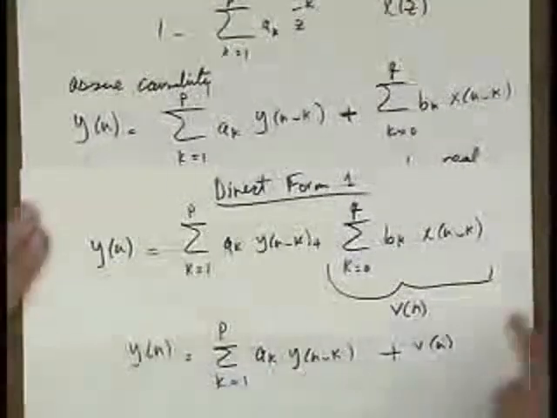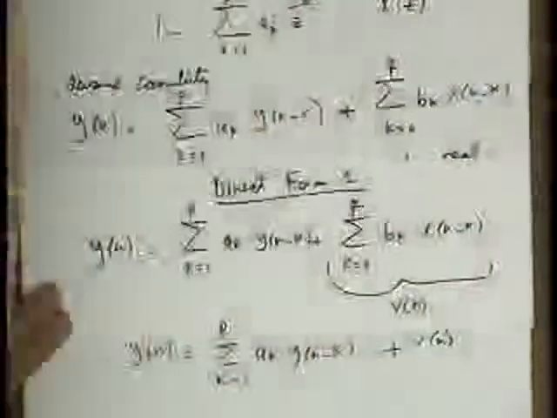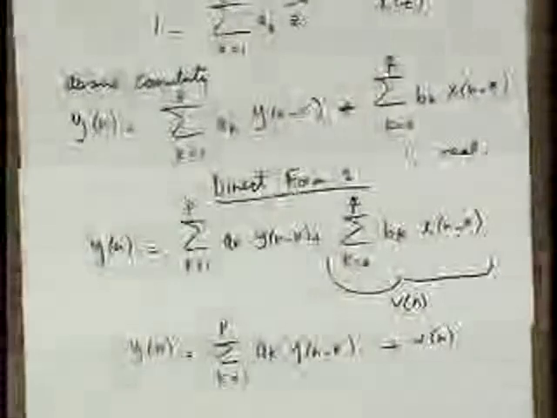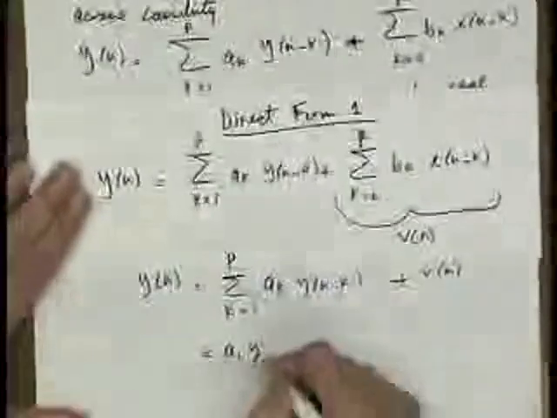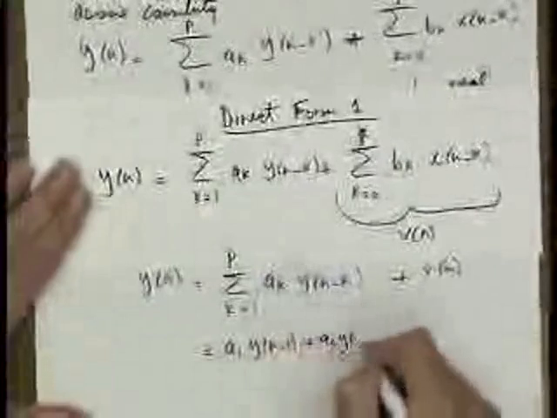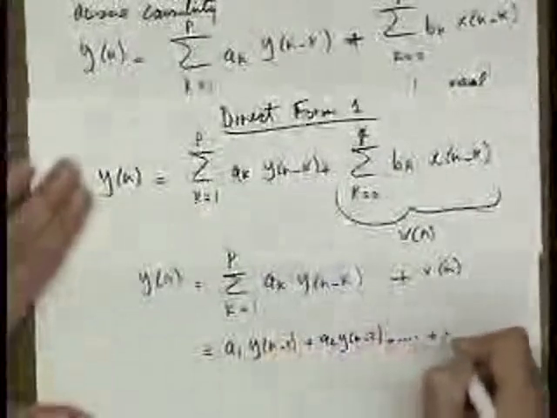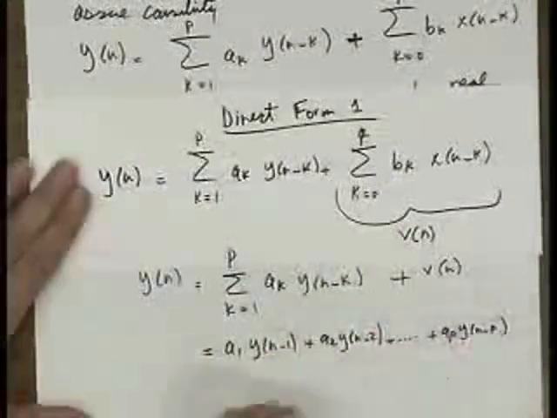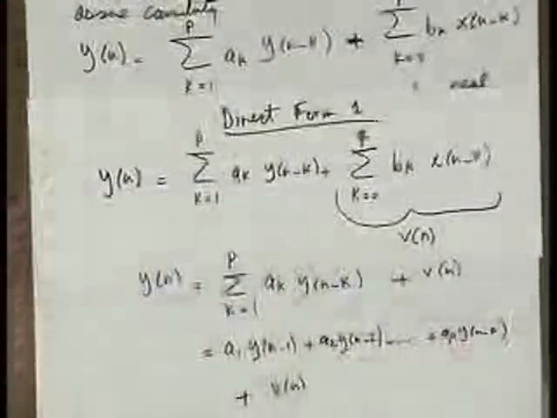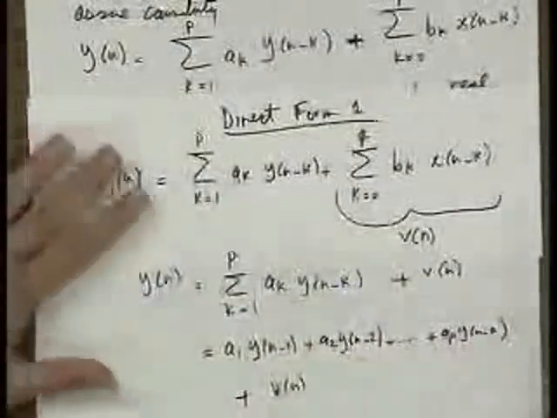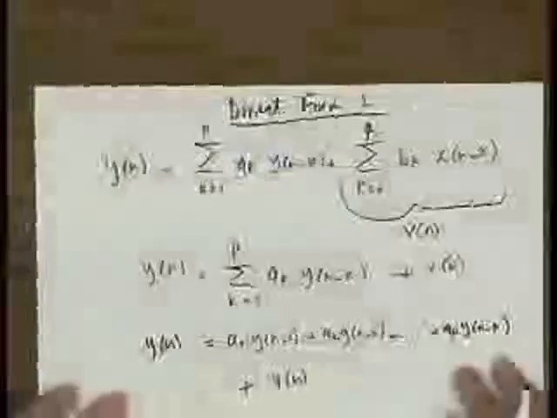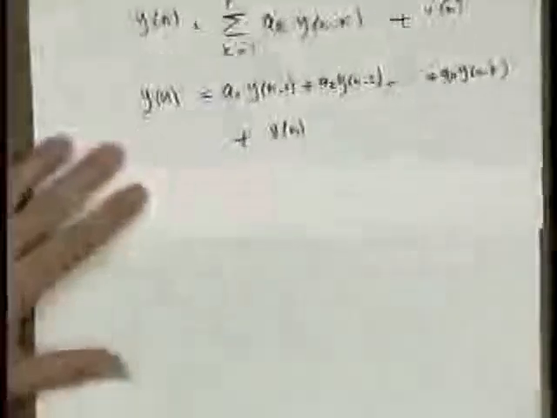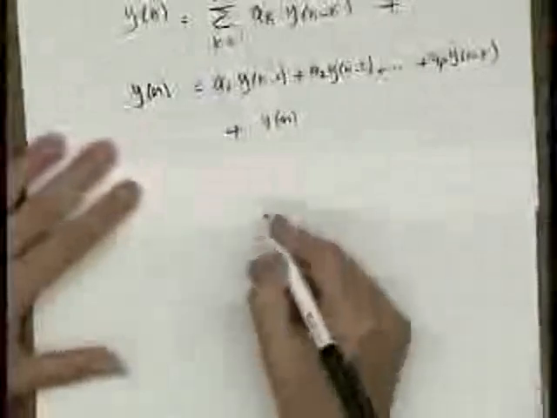And let's just expand this for the sake of clarity. And what do we get? We get a sub 1 y of n minus 1 plus a sub 2 y of n minus 2 plus dot dot dot plus a sub p y of n minus p, the whole thing plus v of n. So let's realize that. That's not terribly difficult. So how do we go about realizing this? Well, we'll do it in 2 steps. First, I assume the signal here on this line is just v of n.